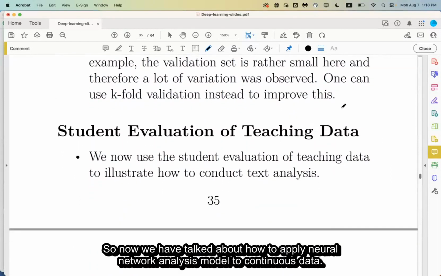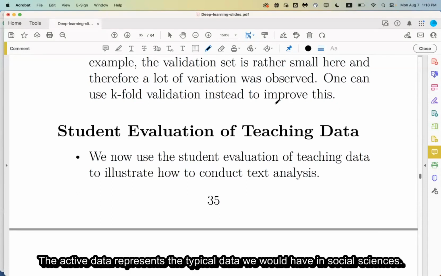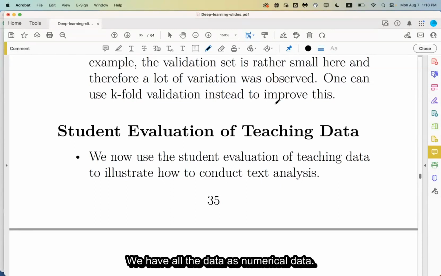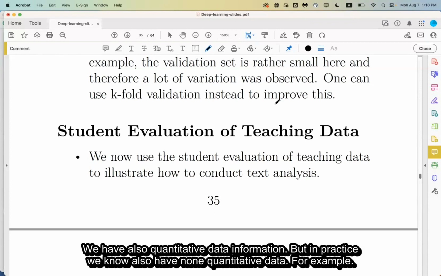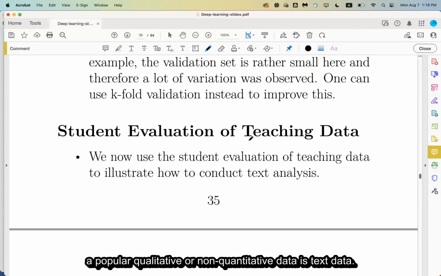So now we have talked about how to apply a neural network model to continuous data. The data represents the typical data we would have in social science. We have all the data as numerical data. We have quantitative data information. But in practice, we know we may also have non-quantitative data. For example, a popular qualitative or non-quantitative data is text data.